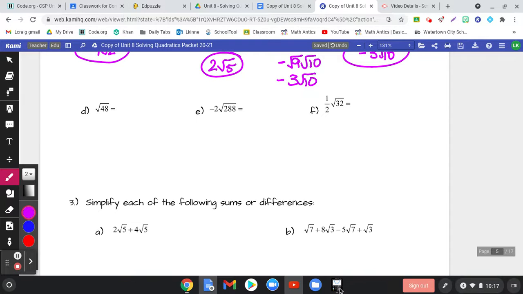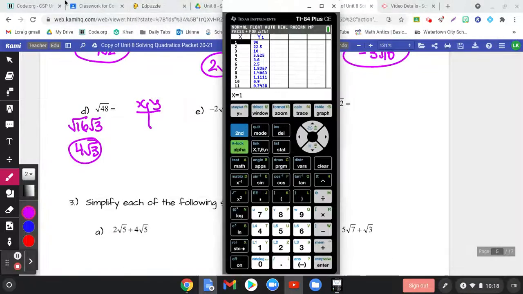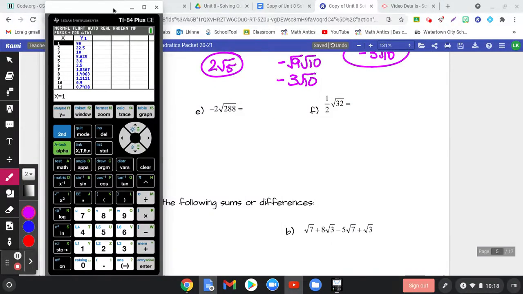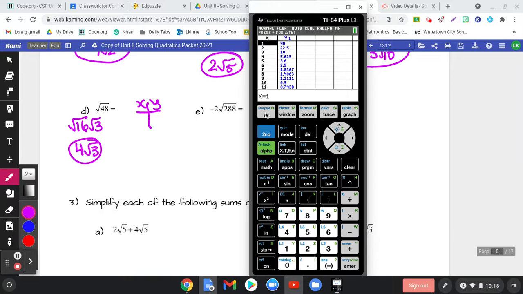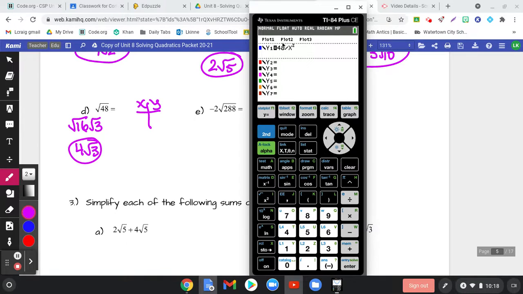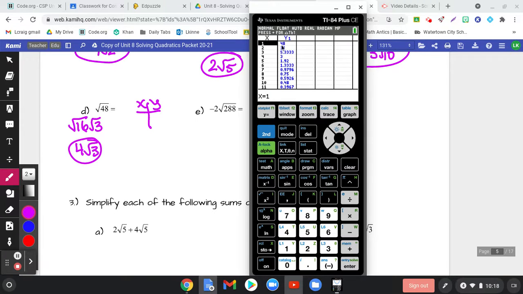All right, so 48 you might recognize as 16 times 3, which would be 4 radical 3. But again, if that's not so easy for you, if you don't recognize that as quickly, maybe you don't know your perfect squares, this calculator trick is great. It works every time. So we go to y equals 48 divided by x squared. Second graph, go down till you find the 1, go back up, 4 radical 3. The x goes in front, the y goes underneath.